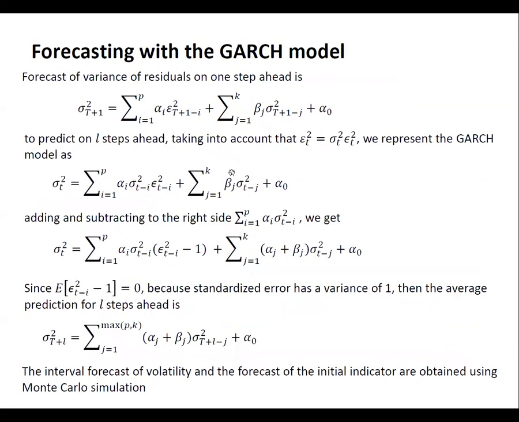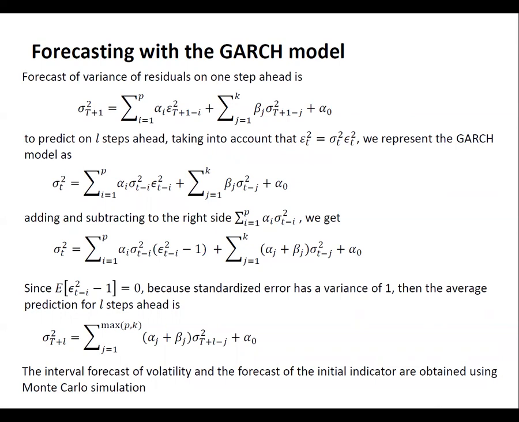The forecast for the GARCH model is based on the extrapolation of the GARCH formula. That is, the variance of the one step ahead forecast, sigma t plus 1 squared, is the autoregressive component for the error with lag i, and the autoregressive component for the variance with lag j. In fact, this is the GARCH equation. We just calculate the variance for the future.